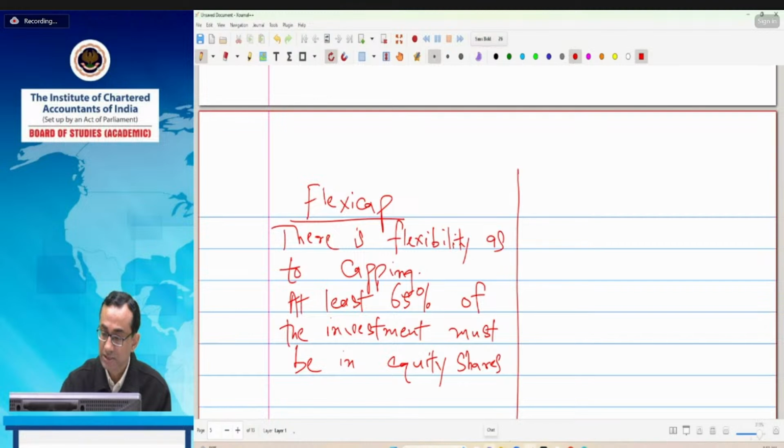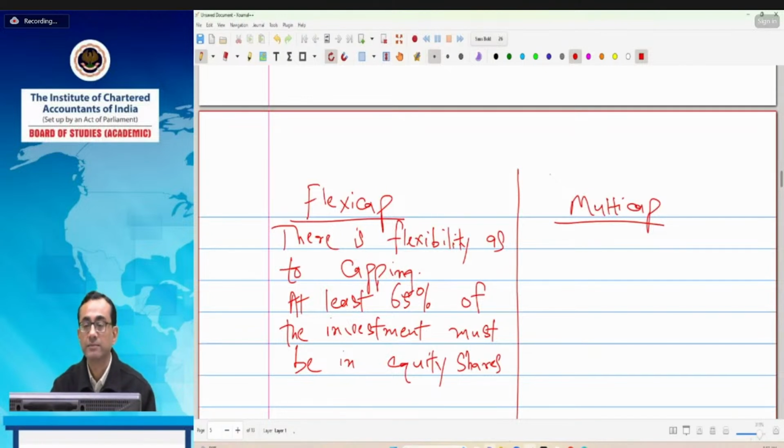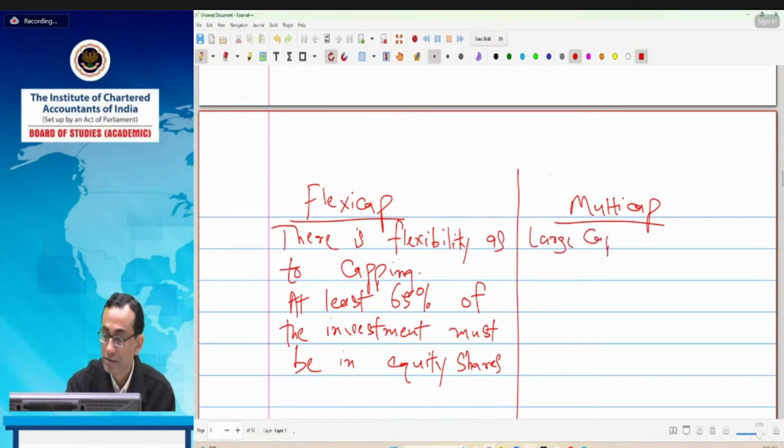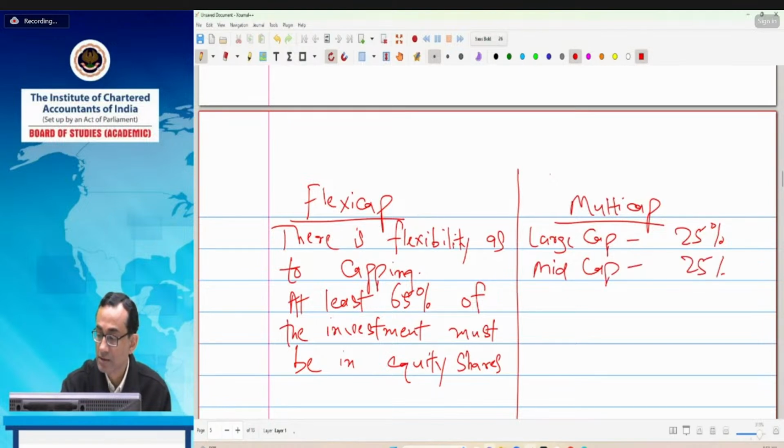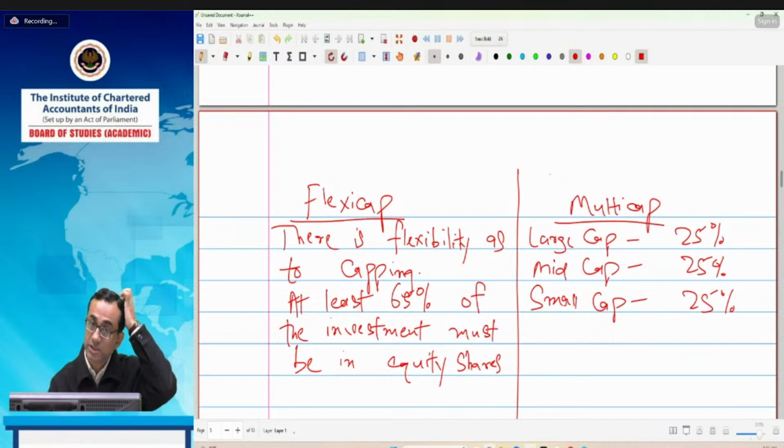And what about multi-cap? In case of multi-cap, as the name suggests, there is capping. That is, in large cap, at least 25% of the total investable fund should be invested. In mid cap, at least 25%. And in small cap, at least 25%. So by default, 75% should be in equity.